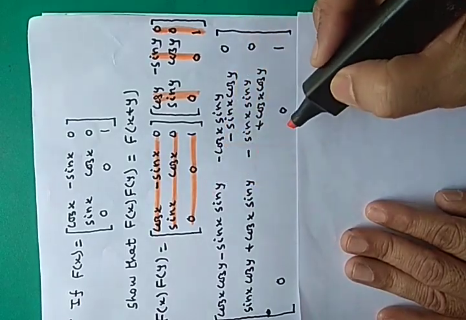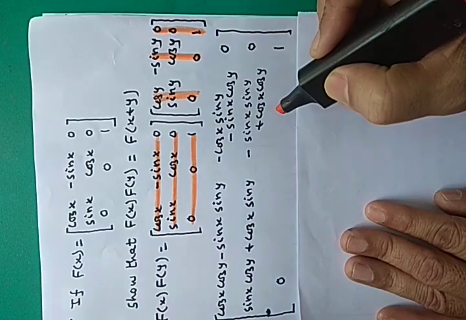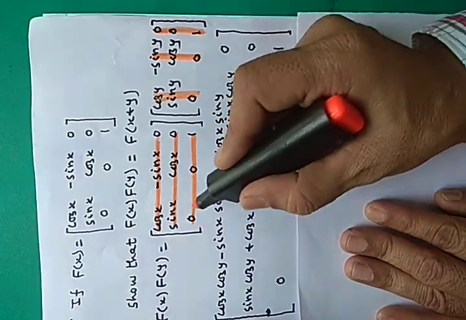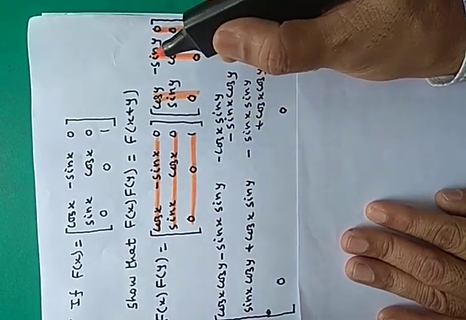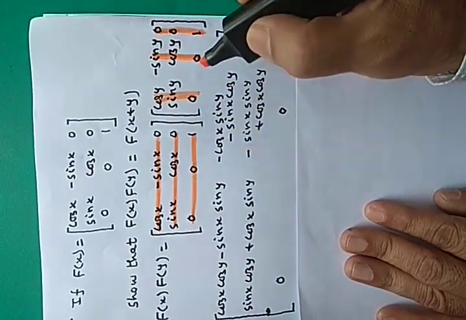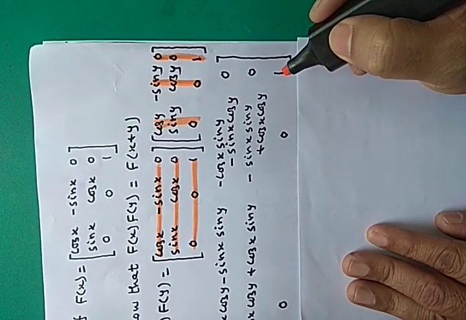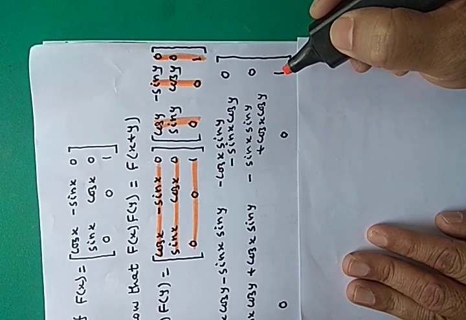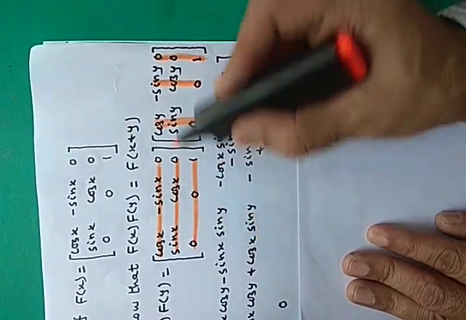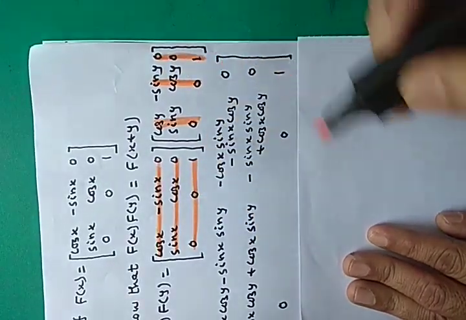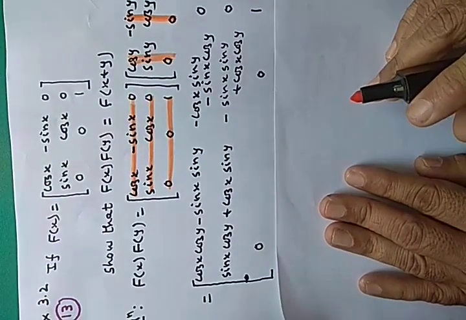Then for the next, this element is the element of third row, second column. So you have to multiply the third row with the second column. It will be 0 multiplied by minus sin y, 0 multiplied by cos y, 1 multiplied by 0, it will be 0. Then this is the element of third row, first column, A31, so multiply the third row with the first column. It will become 0, 0 and 1, 1. So this will be the matrix Fx multiplied by Fy.